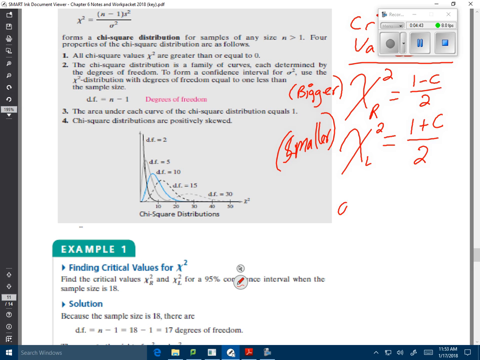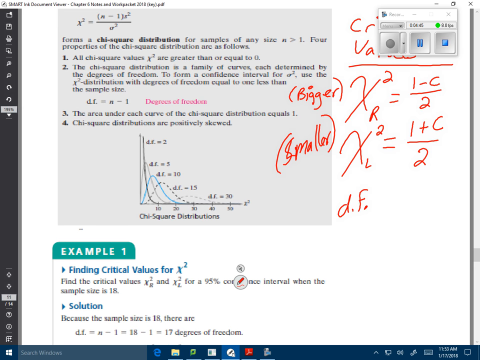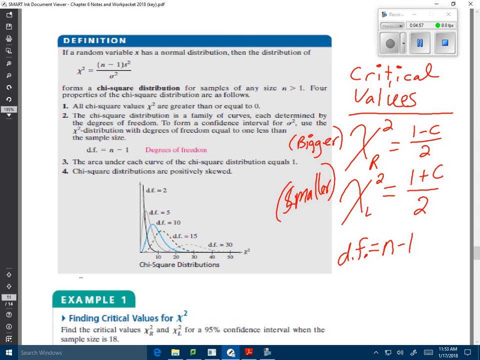Degrees of freedom is n minus 1. What I would suggest you do on your formula sheet, if you don't already have it, is take the formula sheet out and write critical values: chi-square with the R, chi-square with the L, 1 minus c divided by 2, 1 plus c divided by 2, and then the degrees of freedom is n minus 1.